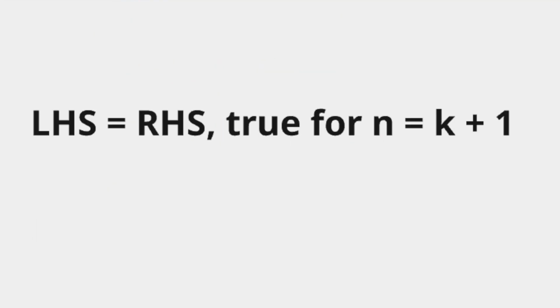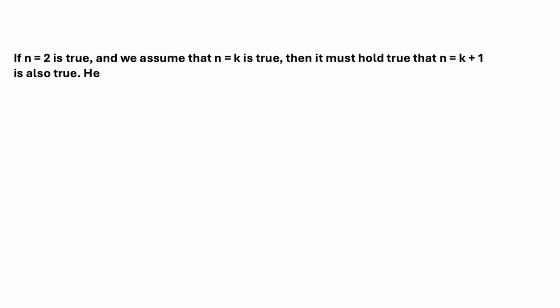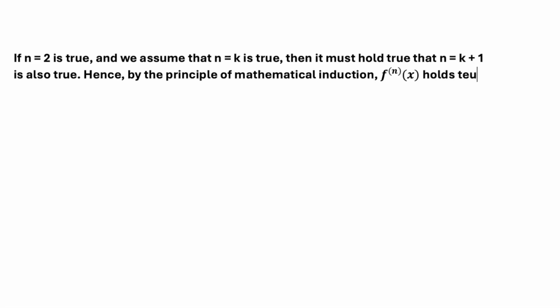Finally, we need to write a conclusion to summarize our findings. We can conclude that if n equals 2 is true, and we assume that n equals k is true, then it must be true that n also equals k plus 1. Hence, by the principle of mathematical induction, the nth derivative of f of x holds true for all n larger than or equal to 2.